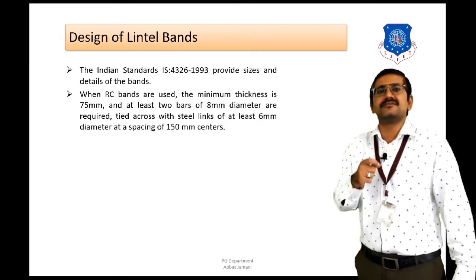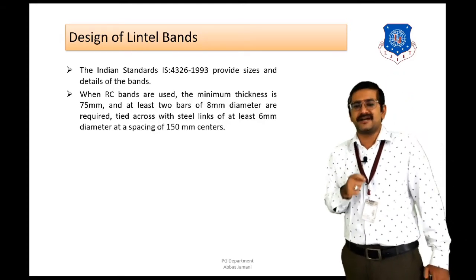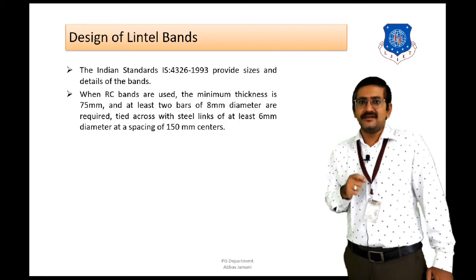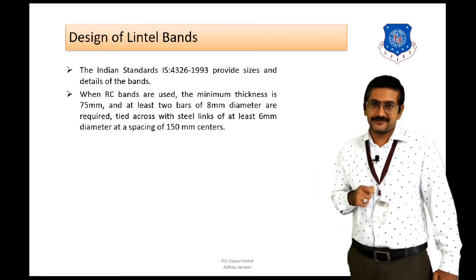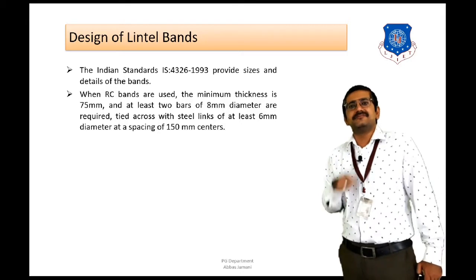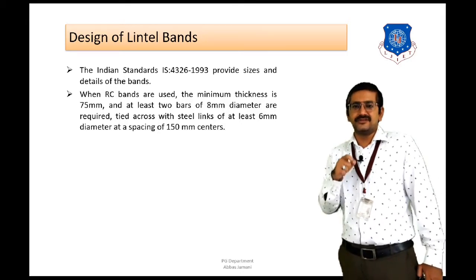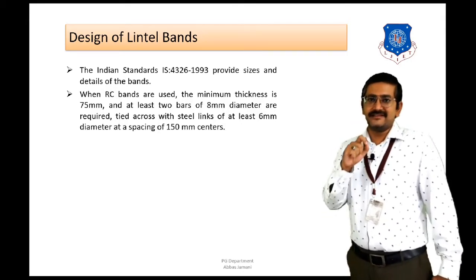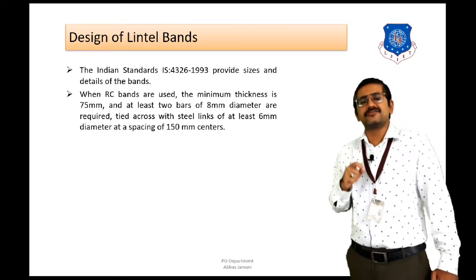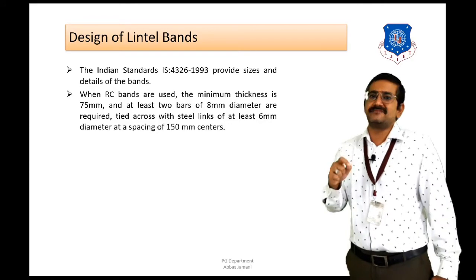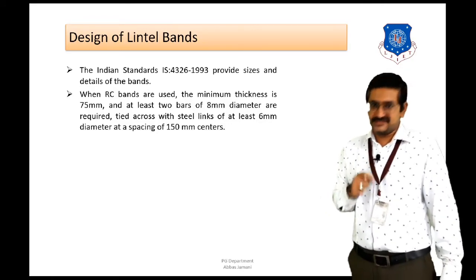That is, the minimum thickness of lintel bands for short span should be 75 mm, and for large span it has to be minimum 150 mm, right? And at the same time, the minimum diameter of bar to be provided in these lintel bands is 8 mm, and the stirrups to be provided have to be minimum 6 mm at 150 mm center to center, right?